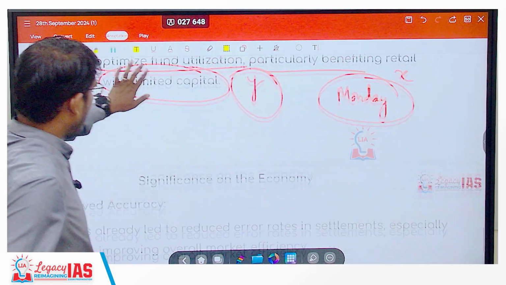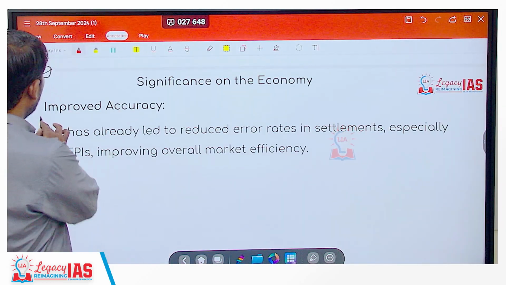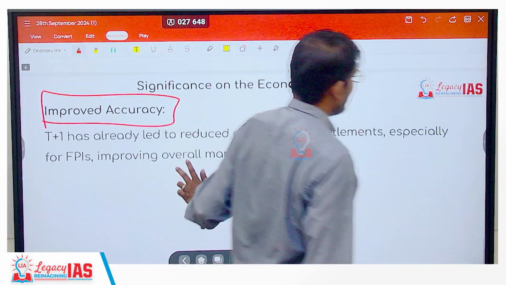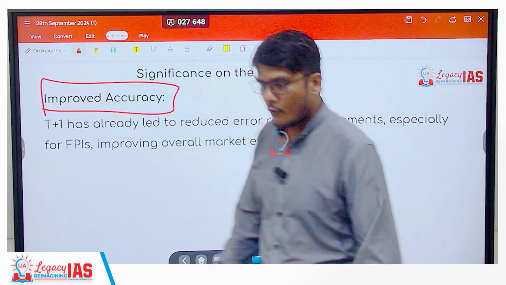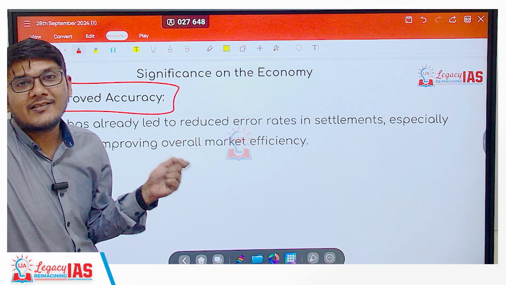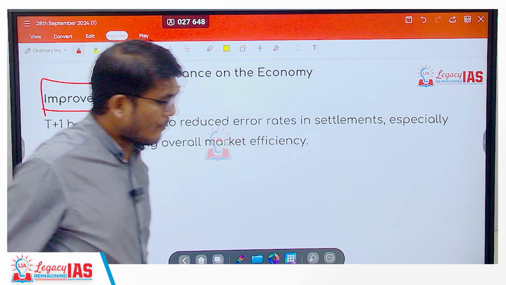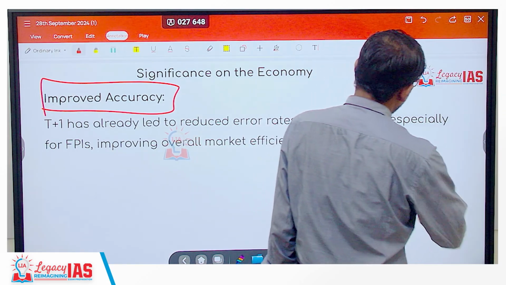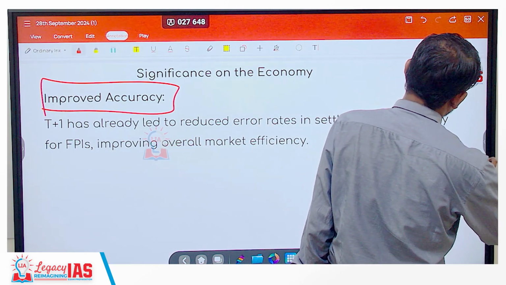Okay. So this is one other benefit. Of course, there will be improved accuracy. There will not be any delay. There will be improved accuracy and efficiency, because it's happening on the same day. I hope you understand the importance, and especially when it is a Friday, you get your money when? You get your money on Monday.